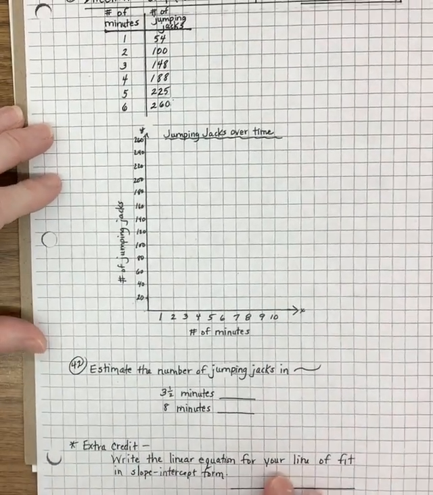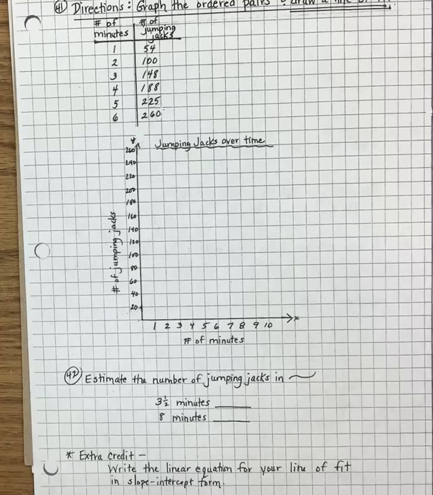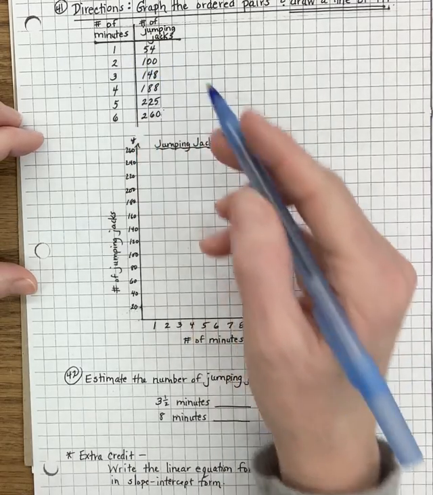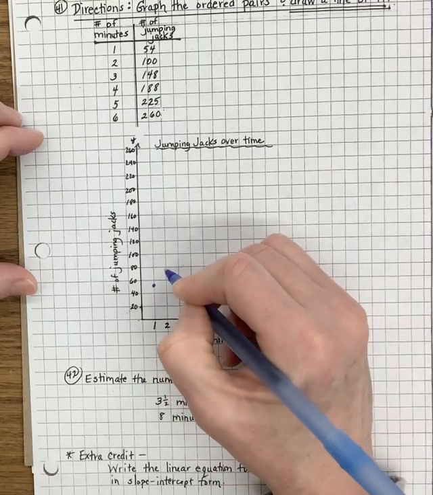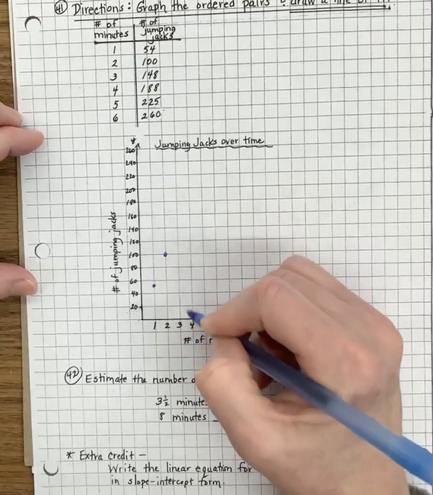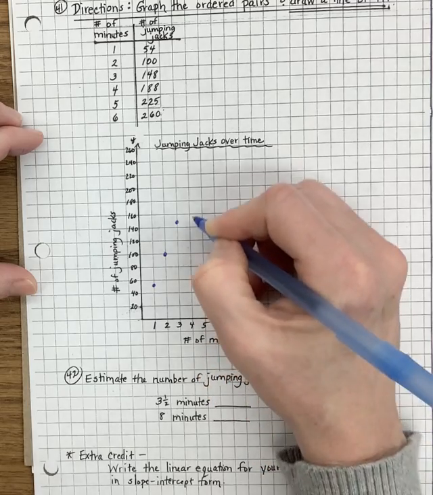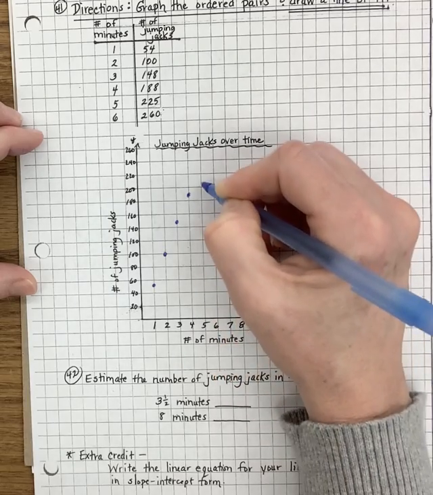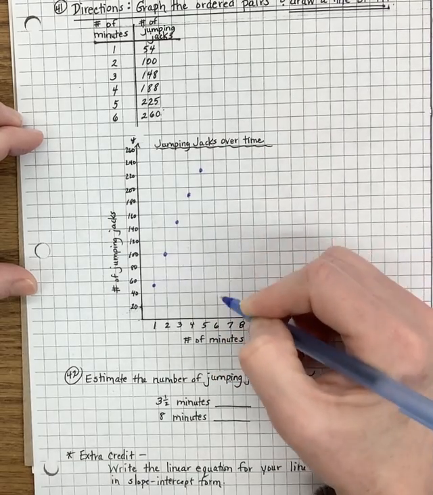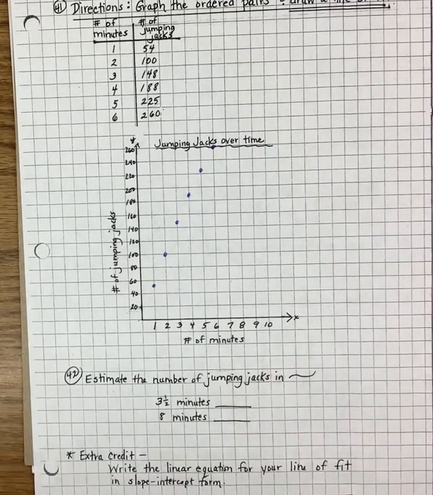And finally, your last problem asks you to graph these ordered pairs, draw a line of fit, answer a couple of questions. The first one is 154, and I'm just going to kind of quickly approximate location. 2, 100, 3, 148, 4, 188, 5, 225, 6, 260. They are almost completely linear, but not quite.